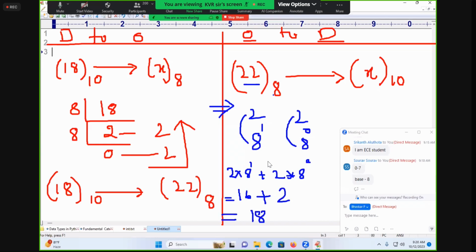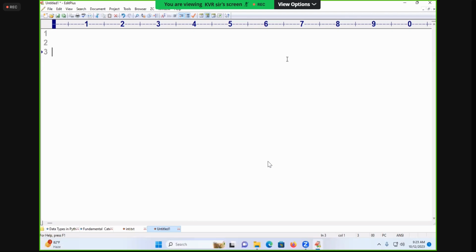Hence, 22 of base 8 will be taken as 18. 18 of what? 2. Did you understand? So this part you see: decimal to octal, octal to what? Decimal. Please come back to this area.